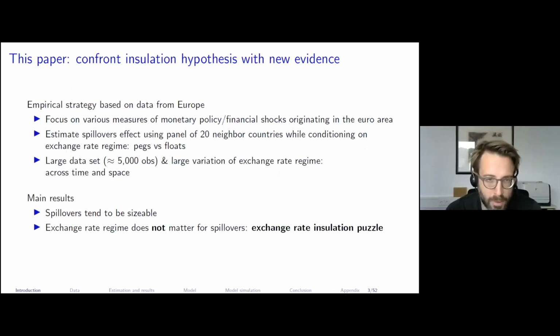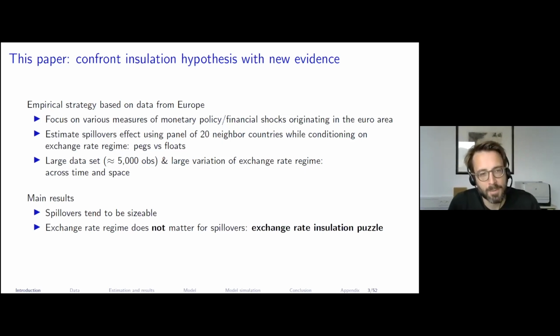only a part of Europe. And so we look at the spillovers from these shocks originating in the euro area, and this will be mostly monetary policy and financial shocks. And we look at how these shocks spill over onto 20 neighbor countries. And in doing so and studying these spillovers, we condition on the exchange rate regime in these countries. And we mostly focus on pegs versus floaters.